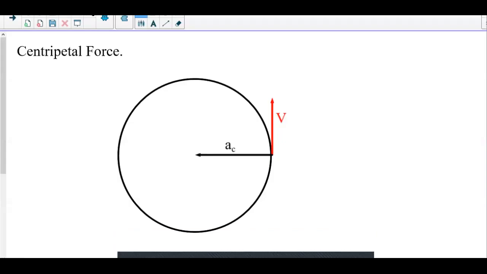This video will be about centripetal force. For any mass that's moving around with centripetal motion, it should experience centripetal force.